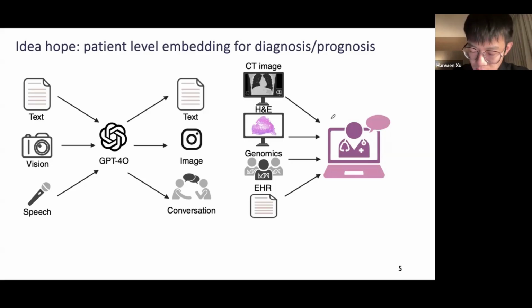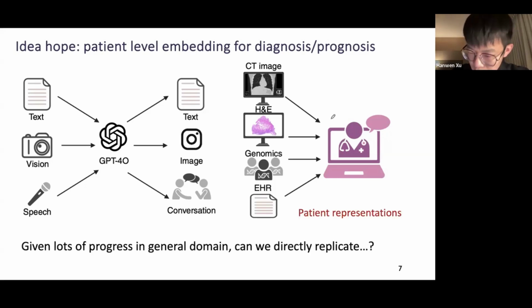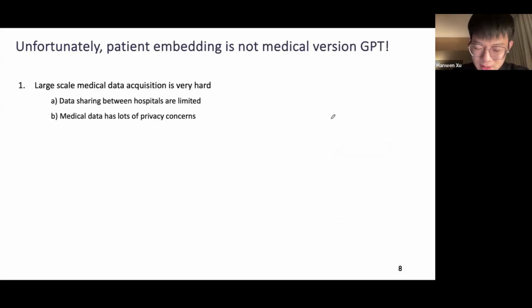This foundation model can learn comprehensive embeddings, and these embeddings can help us make more informed, better clinical decisions. We call this model a patient level model, or patient representation learning model. But the answer is not a straightforward yes, because there are a lot of challenges associated with training a medical GPT model. It's not simply re-engineering of the GPT-4 model.